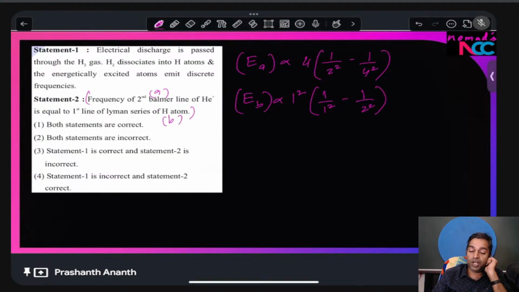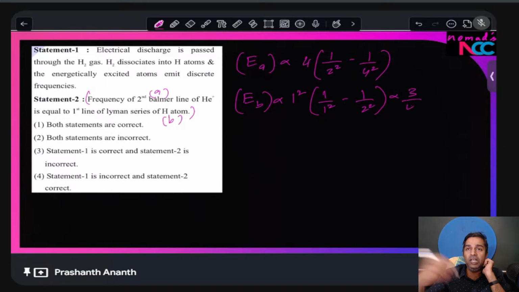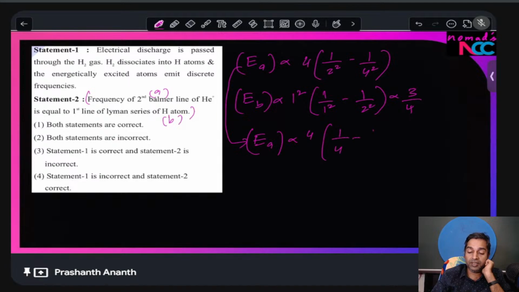So let's now check out over here. This is going to be proportional to, not 1 divided by 4, but 3 divided by 4, multiplied by some constant, of course. The constant is going to be the same in both cases. Now for the other one, energy of A is going to be proportional to 4 multiplied by 1 by 4 minus 1 by 16. So now we can cancel these off. It works out as 1 by 4 times 4 by 4, so again it's proportional to 3 by 4.